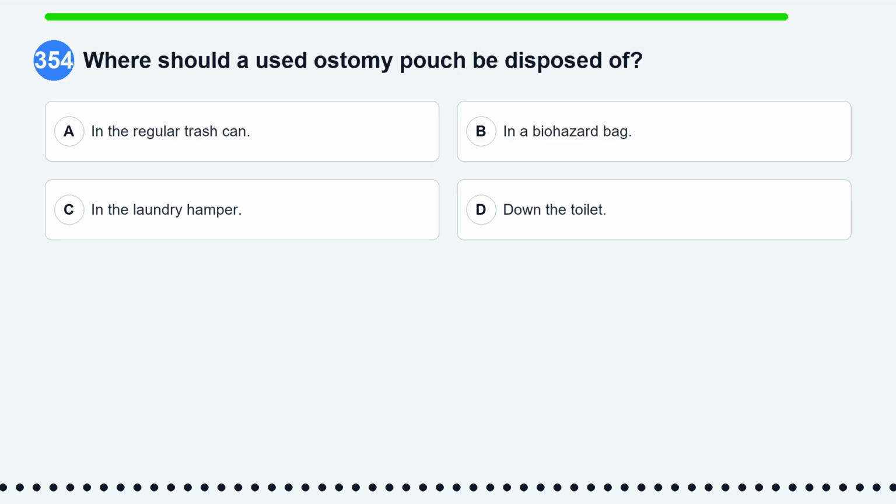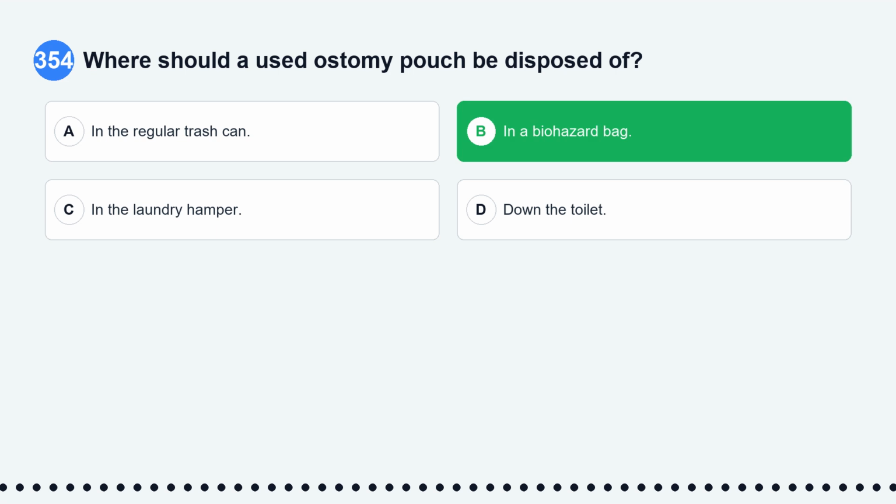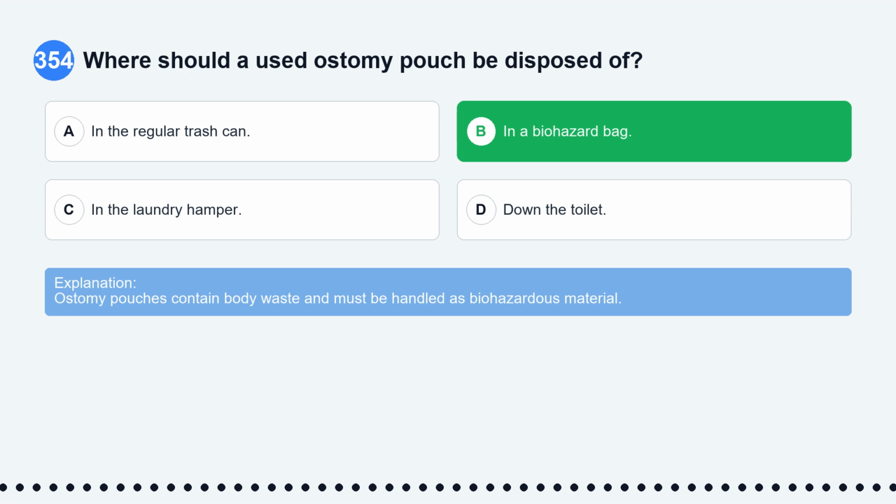Question 354. Where should a used ostomy pouch be disposed of? Option A, in the regular trash can. Option B, in a biohazard bag. Option C, in the laundry hamper. Option D, down the toilet. The correct answer is option B, in a biohazard bag. Ostomy pouches contain body waste and must be handled as biohazardous material.